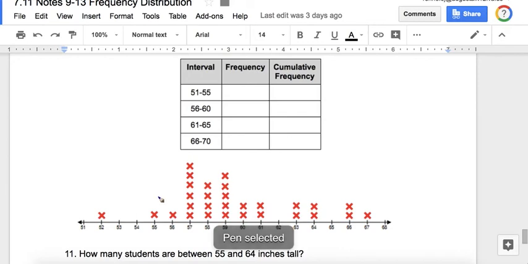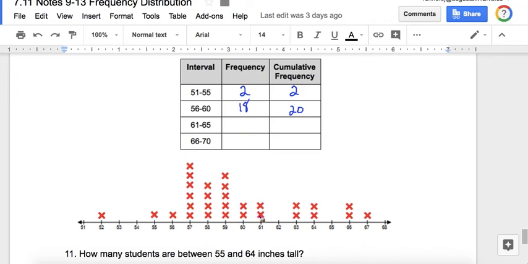Okay, so each x is representing the height of a 7th grader. So if I want the frequency, I have to count the x's between 51 and 55. So 1, 2. Remember, the cumulative frequency would be 2. Okay, 56 to 60, so 1, 2, 3, 4, 5, 6, 7, 8, 9, 10, 11, 12, 13, 14, 15, 16, 17, 18. And now the cumulative frequency would be 20, because altogether so far after the first two intervals I have 20.